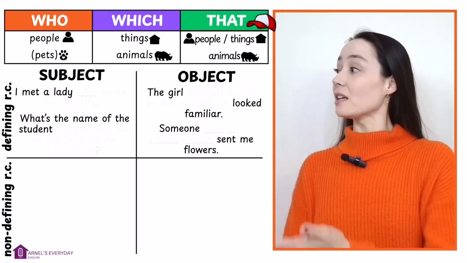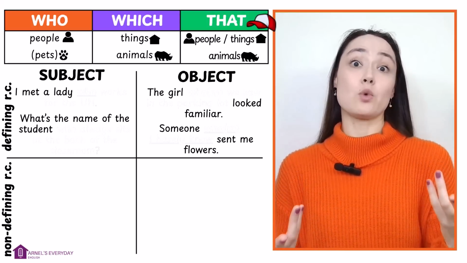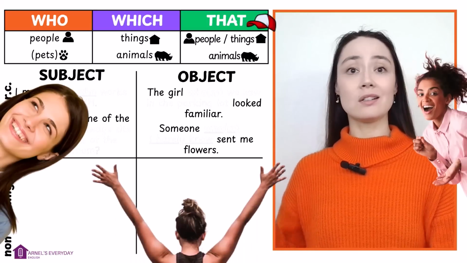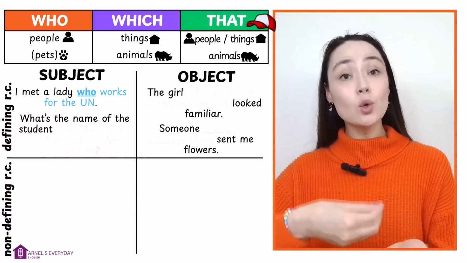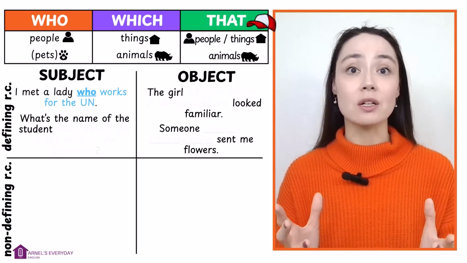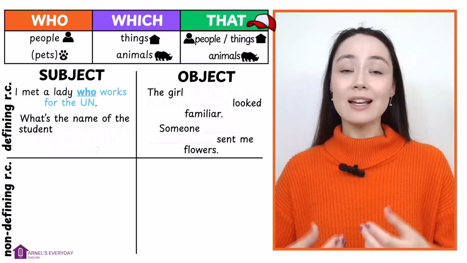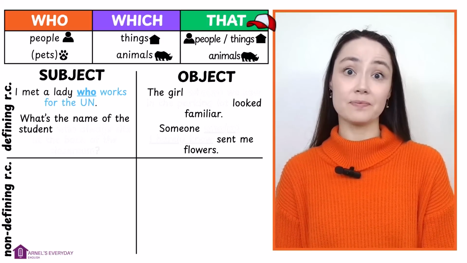I met a lady. That's nice, but who is this woman? Her? Oh, I met a lady who worked for the UN. Now I have more information. Who works for the UN is giving me essential information. I cannot identify the noun without this information.